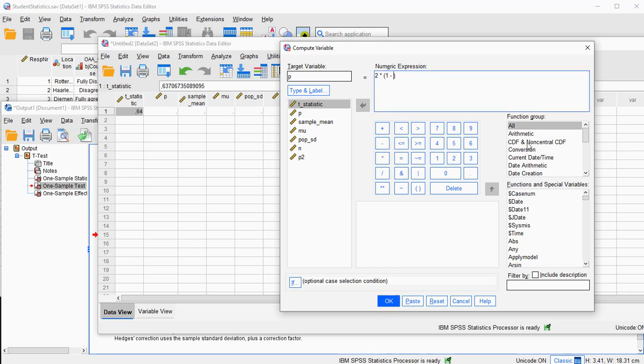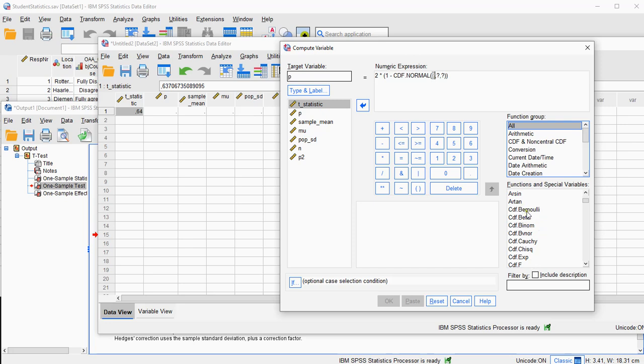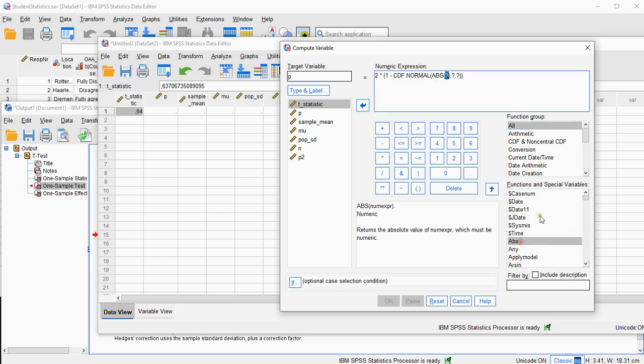I need the normal distribution, the cumulative density function, and that's hidden over here. This requires the absolute values. Let's go for All, and then ABS should be somewhere. Absolute value, you can also just type it in, of that t statistic. And because it's a standard normal distribution, I can use as a mean 0 and as a standard deviation 1. This should now give me the two-tailed significance.